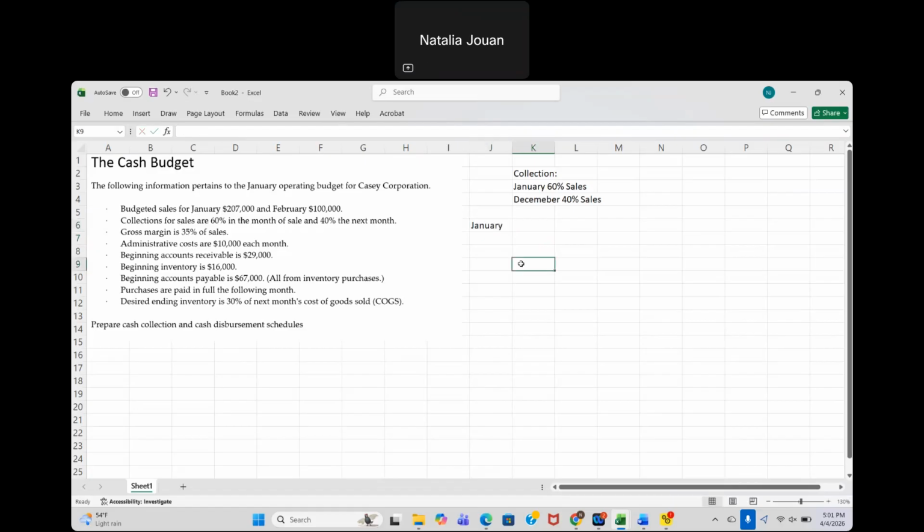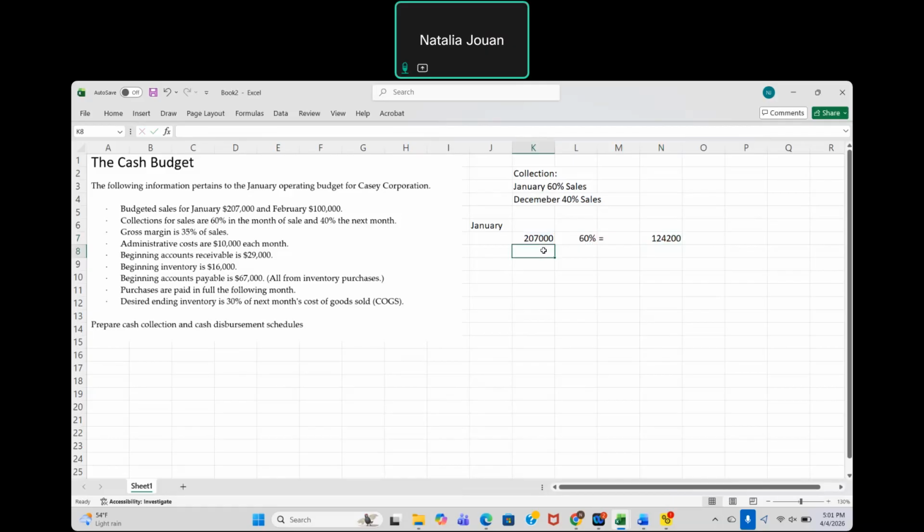We want to do collections in January. So what are we going to do? We're going to look at January sales right here, 207. Okay, so we have 207. 60% of that will be collected. So we are collecting 207 times 60%, 124,200.